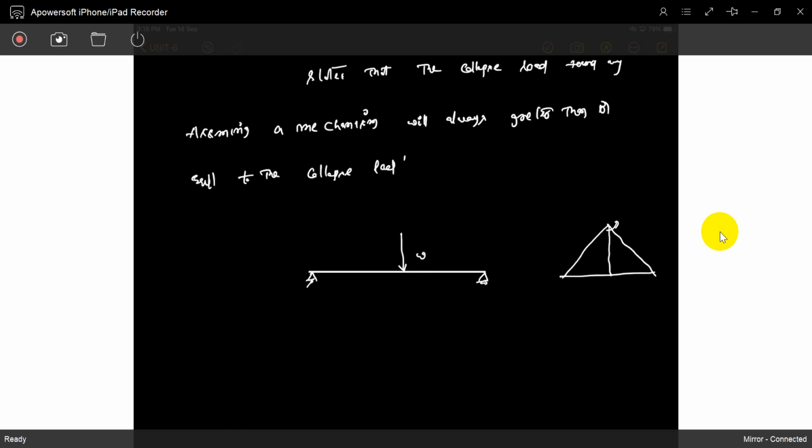Once the section gives its full potentiality, what is the full potentiality? MP, the moment carrying capacity. So it reaches the MP state. It behaves like a hinge. Understood? Once it forms, it is called a mechanism. It's unstable. It behaves as a mechanism.